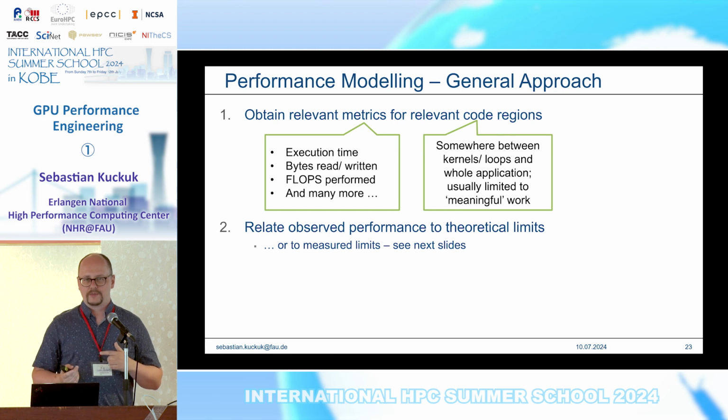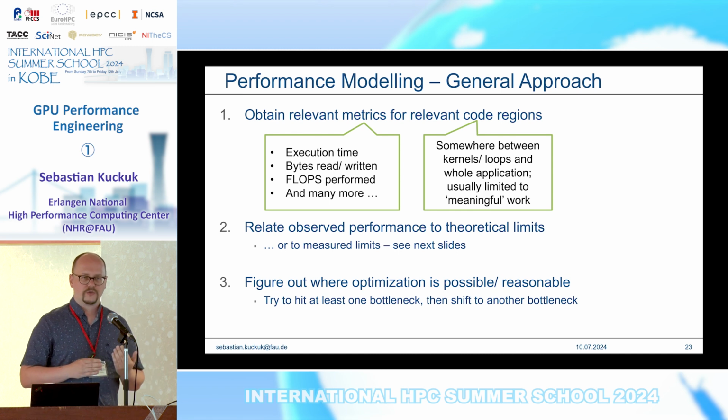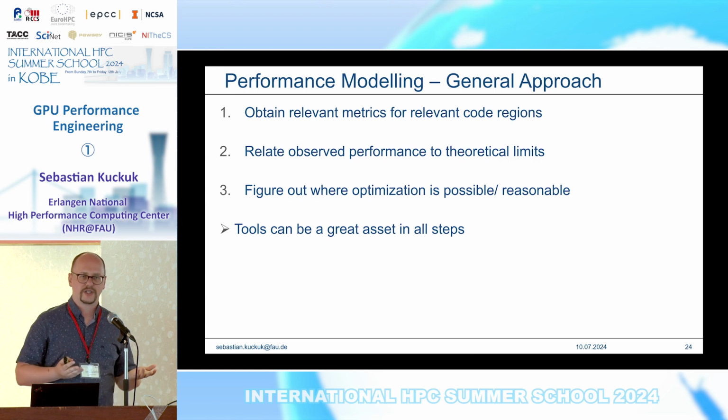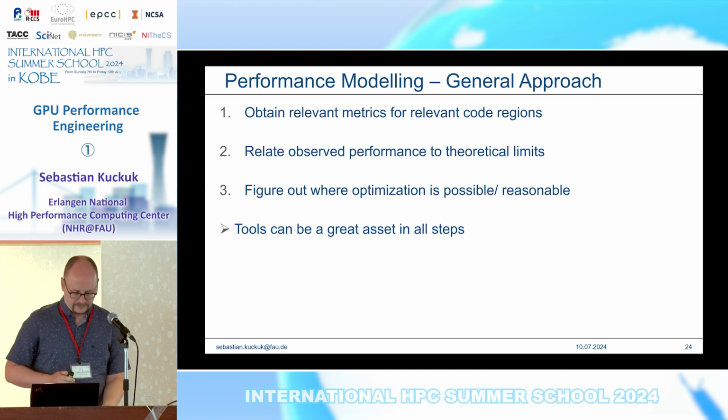Once we obtain those metrics, we try to relate them to our theoretical limits and express them in terms of observable performance, to see whether we actually hit the limits that the hardware imposes on us. Then we try to figure out where we can optimize and whether that optimization is reasonable, because if we are at 90% of what is possible, maybe an optimization doesn't really make sense. So again, these are the 3 steps, and tools can be a great asset in that, which is why we will be talking about those in a bit.